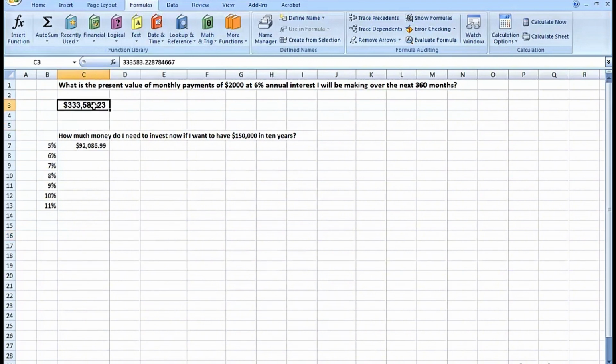The function is PV equal PV. 6%, and in nearly every financial function that deals with rates, if it's anything related to payments, more often than not, it's related to monthly payments, so we'll divide by 12. If we're quarterly, we divide by 4, and if it were yearly, we wouldn't put any division in. Over 360 months, 2,000. What's the present value of those payments we will be making?